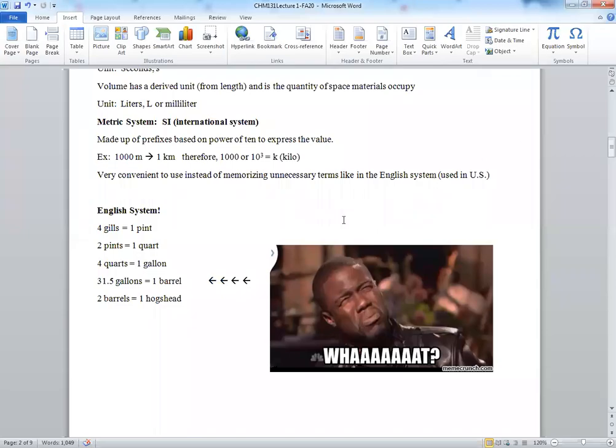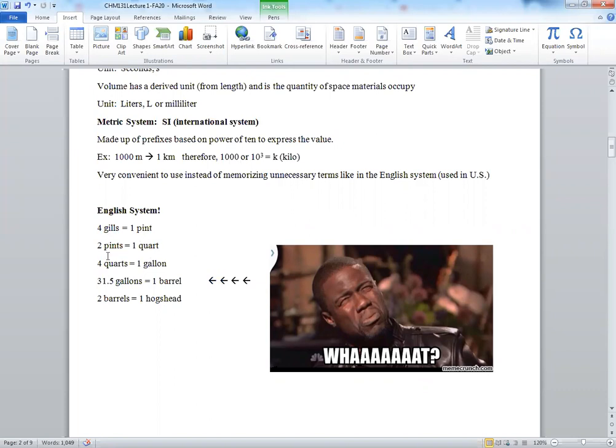The metric system is superior to the English system when it comes to science because it is built on prefixes, it's built on powers, rather than memorizing unnecessary terms like you see in this case here.